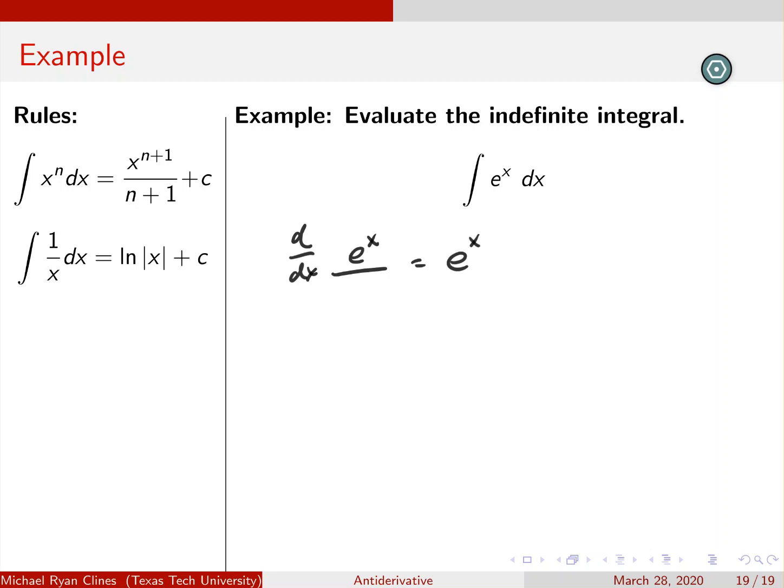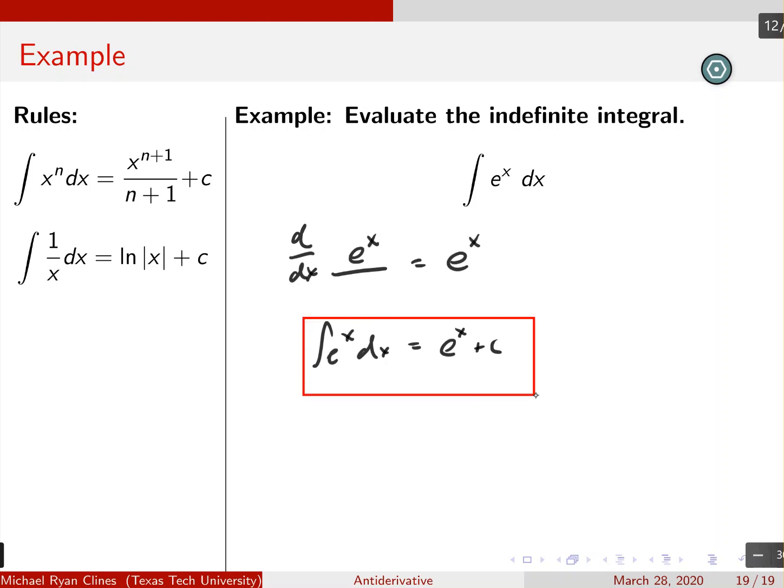That's why this property is so important. It makes integrating exponential functions so much nicer. Because when we have the integral of e to the x dx, well, that's just e to the x plus our integrating constant. So that's how we're going to integrate basic exponential functions.